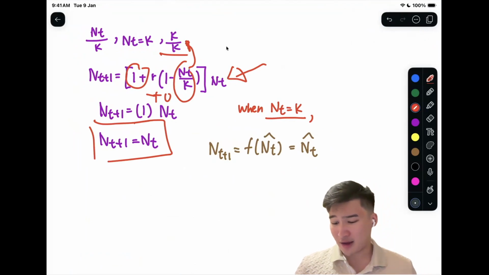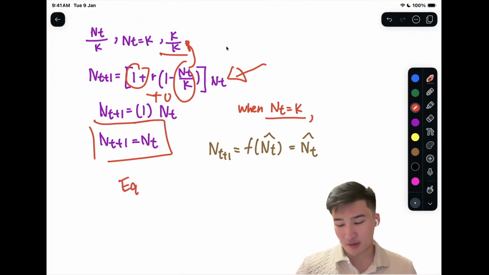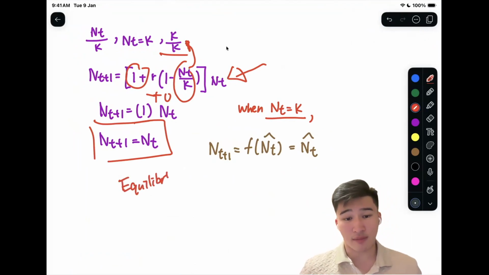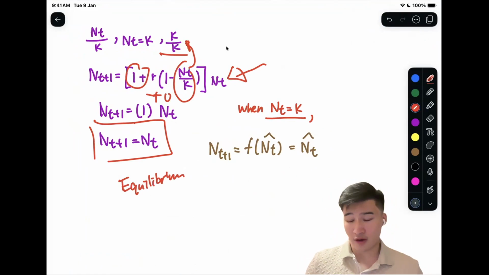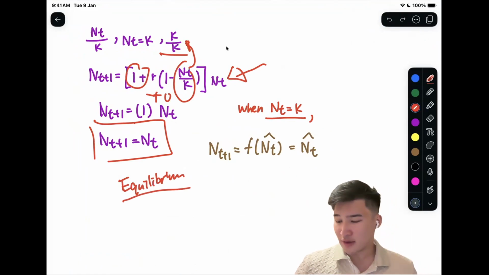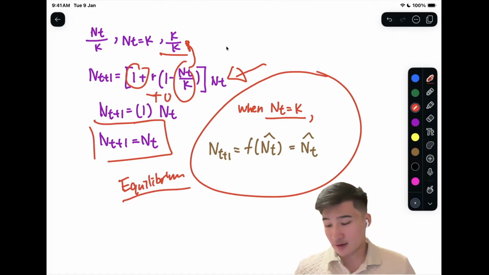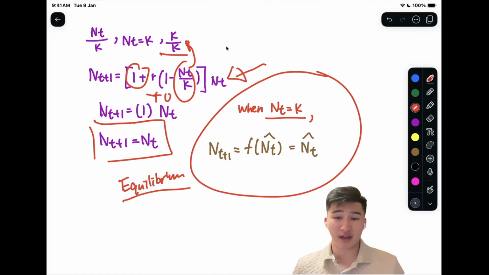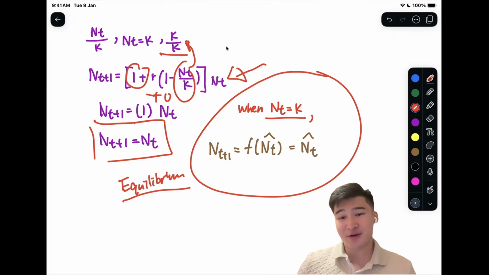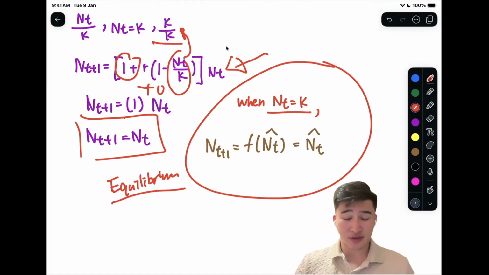Last time, I did highlight the fact that we're talking about equilibrium, which is exactly what we mean by it today, and we're going to see more as we go in this video. As you can see here, when our N_t is equal to K, then our N_{t+1} is equal to our updating function inputting N hat, which is equal to N_t. So I hope equilibrium makes sense to you so far.